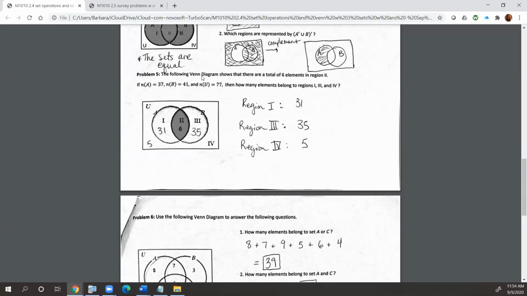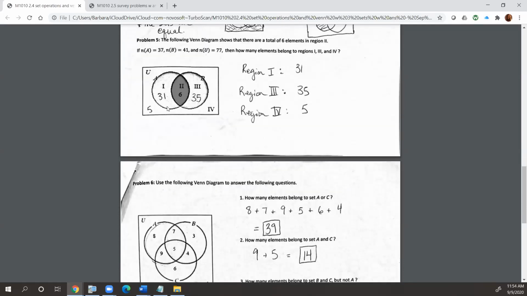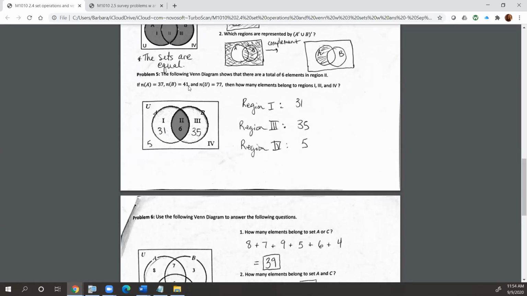In problem number 5, the Venn diagram shows that there are a total of 6 elements in region 2. The cardinality of A is 37. The cardinality of B is 41, and the cardinality of the universal set is 77. So in order to find out how many elements are in each of these regions, we need to know what the cardinality of A is, which is 37, minus 6, and we have 31 left. And then set B, the cardinality is 41. When we subtract 6, we have 35 in this region.